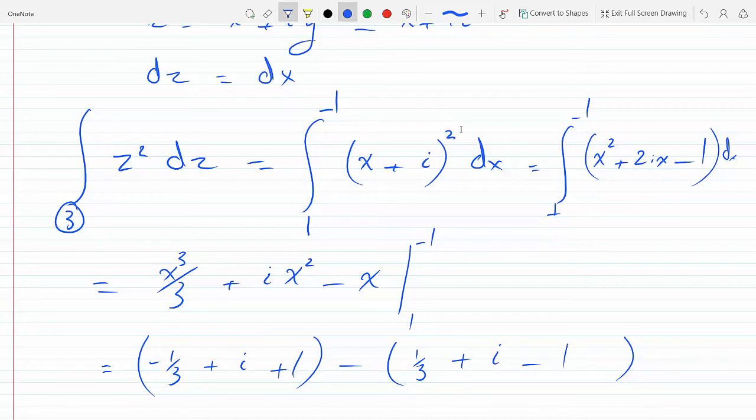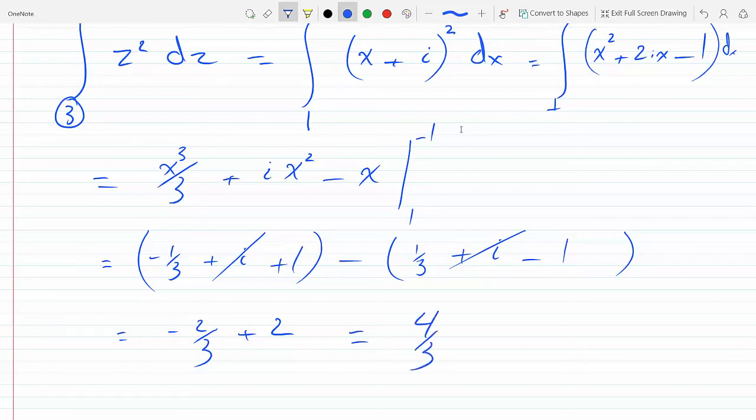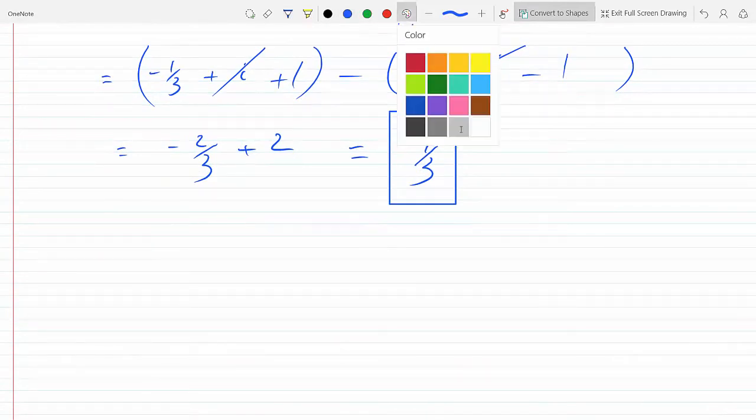Okay, let's simplify this. So we have minus 1/3 minus 1/3, that's minus 2/3. We have 1 plus 1, that's 2, and we have i, so the i's go away, and I actually get a real answer on path number 3. So the answer is what? 6 minus 2, 4/3. So path number 3 is 4/3. Now we'll go over path number 4.